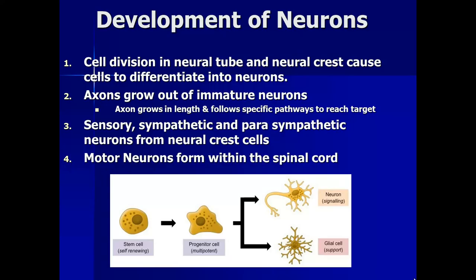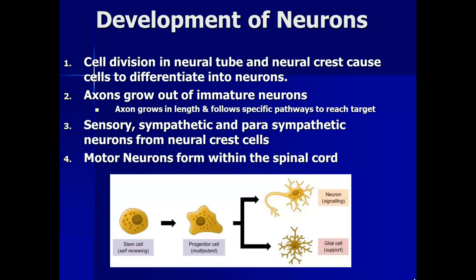that sensory neurons, parasympathetic and sympathetic neurons all form from neural crest cells, which are at the top there before the neural groove. Motor neurons form within the spinal cord. So an immature neuron consists of a cell body that contains a cytoplasm and a single short axon. The axon then grows in length and follows specific pathways to reach its target structures.